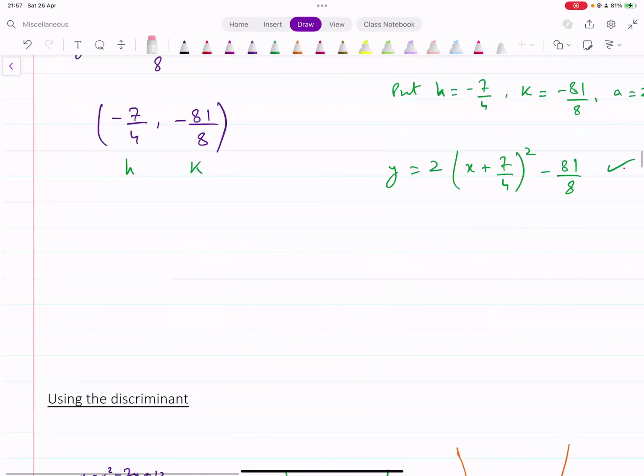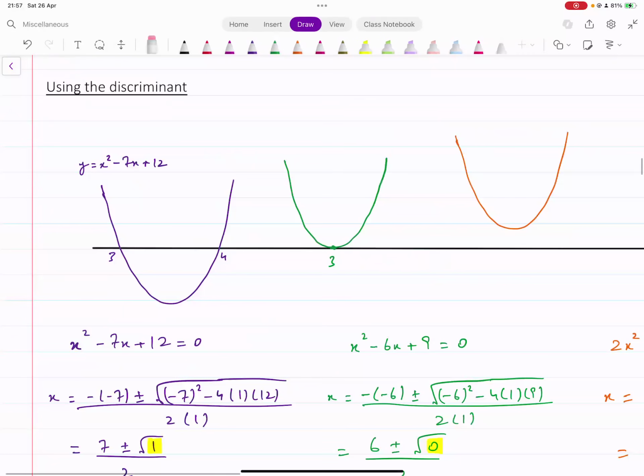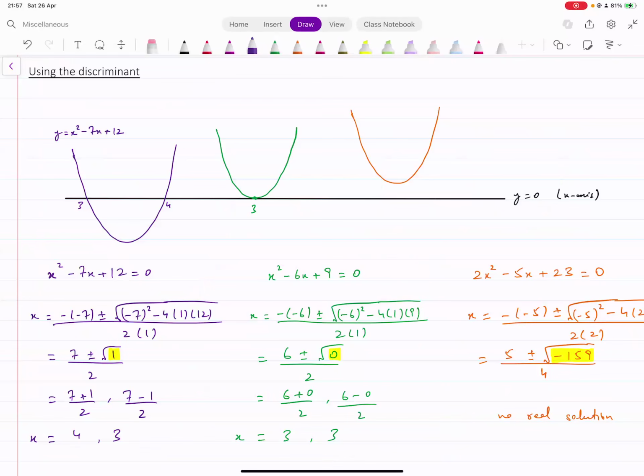Now you've got the concept of the discriminant. For any quadratic function, we have something that we call the discriminant, b squared minus 4ac.